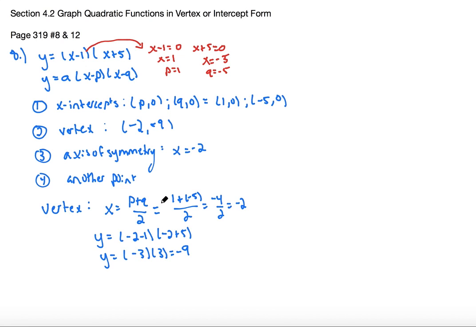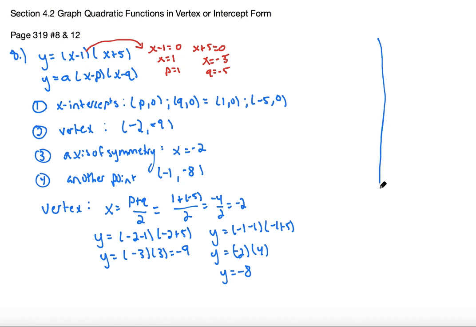And then we need to pick another point to graph. So I'm going to assume that negative 1 might be a good point to pick. I don't know why. It just looks like it's close to my vertex. So substituting negative 1 in, we're going to have negative 1 minus 1 times the quantity negative 1 plus 5. So we have y equals negative 2 times 4, and that's where we get y equals negative 8. And that's basically it. So now we go to our coordinate plane.